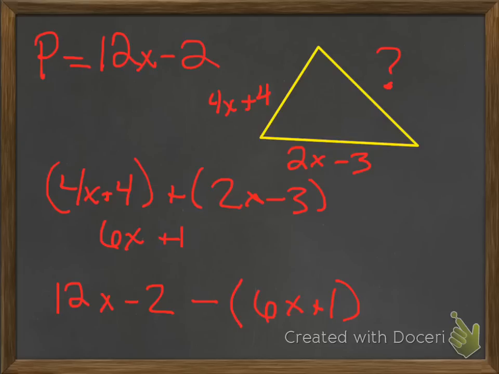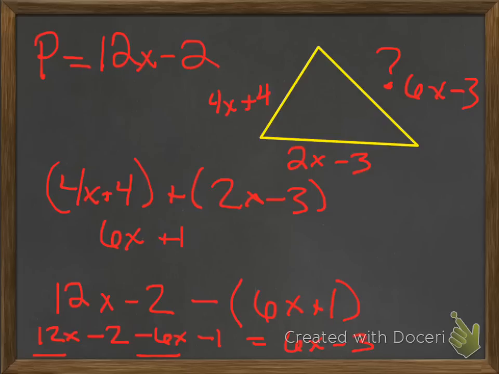Our rule is that the subtraction sign tells us to take the opposite of everything on the inside. So this turns out to be 12x minus 2, and then the opposite of positive 6x is negative 6x, and the opposite of positive 1 is negative 1. Now I'm going to combine: 12x and negative 6x is 6x, and negative 2 and negative 1 is negative 3. So the answer to this is 6x minus 3.